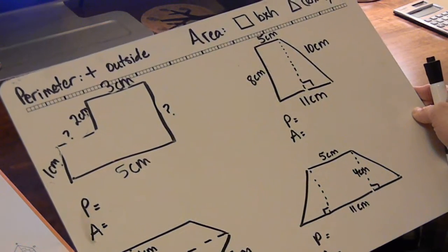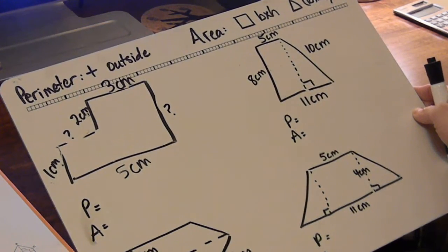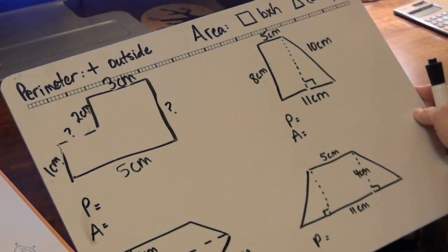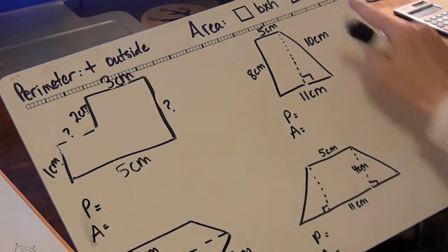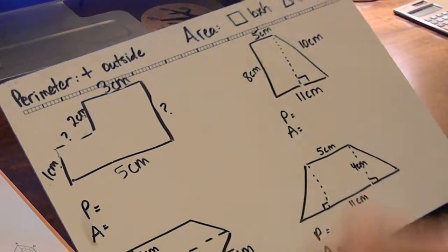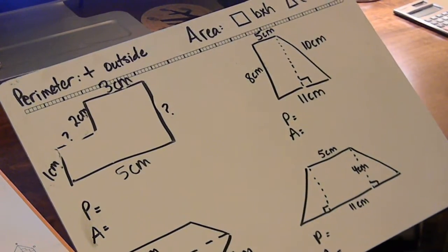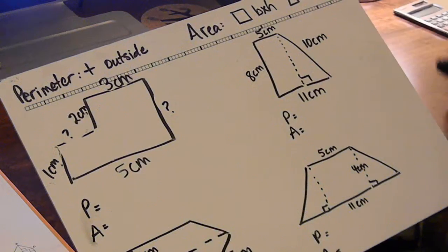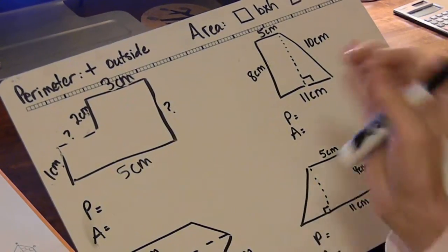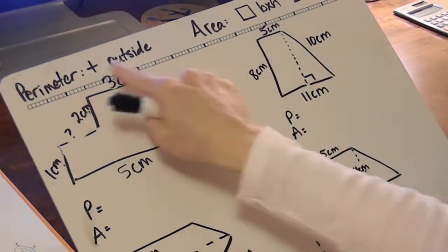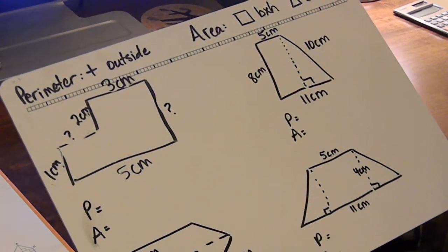Also, we've been talking about finding the area of a triangle. And a triangle is basically half of a parallelogram. So what we do is we use the formula for a parallelogram for area, base times height, but we divide that by 2. Now, perimeter for both parallelograms and triangles is the same. We add all the outside lengths.